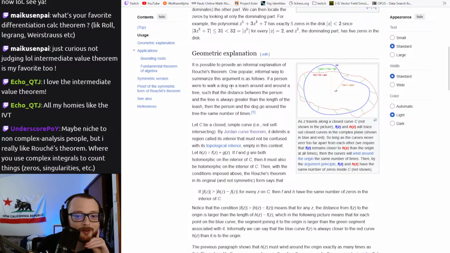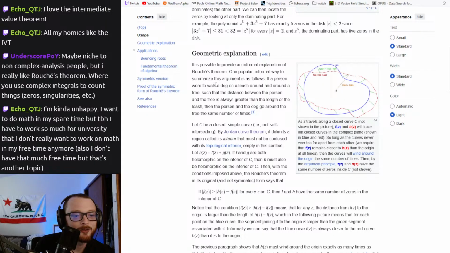What is this here? Also, an informal explanation of Rouché's theorem. One popular informal way to summarize this argument is as follows. If a person were to walk a dog on a leash around and around a tree, such that the distance between the person and the tree is always greater than the length of the leash, the person and the dog go around the tree the same number of times.